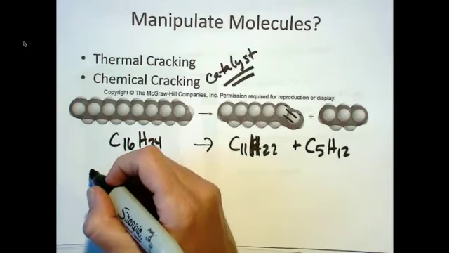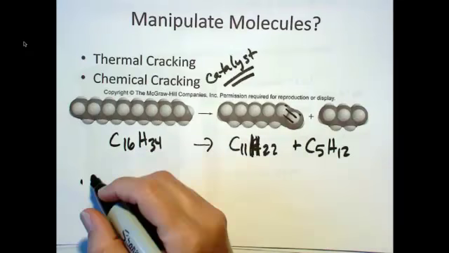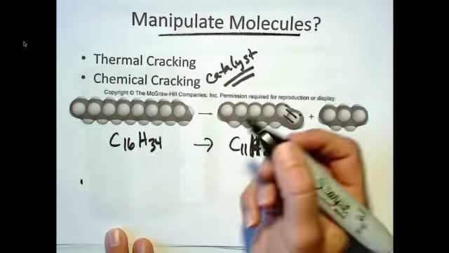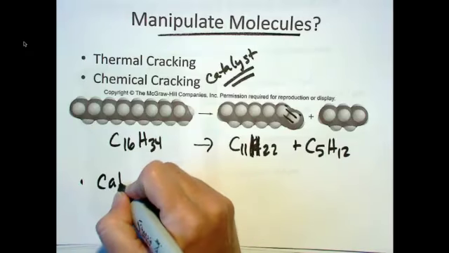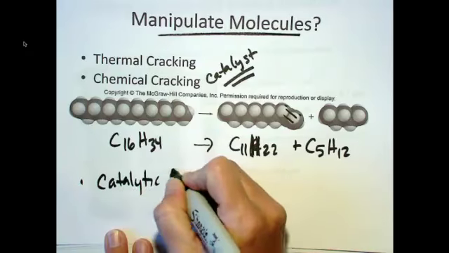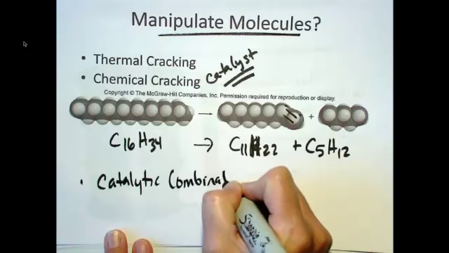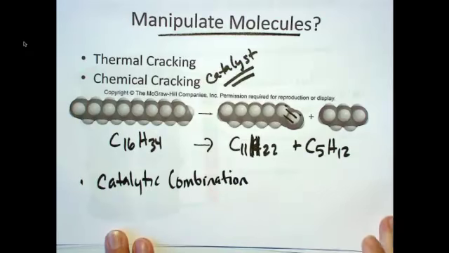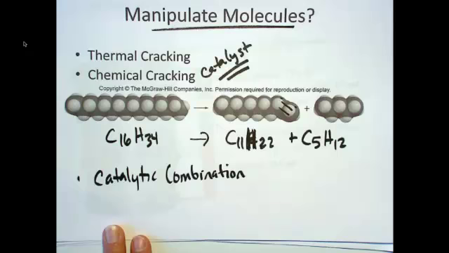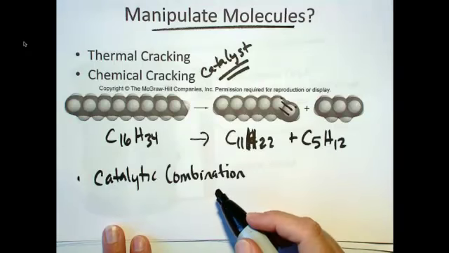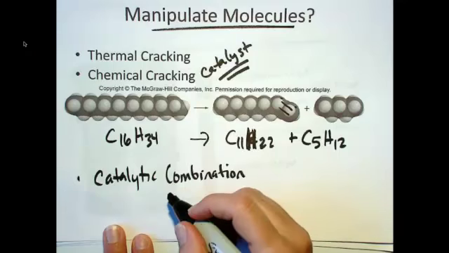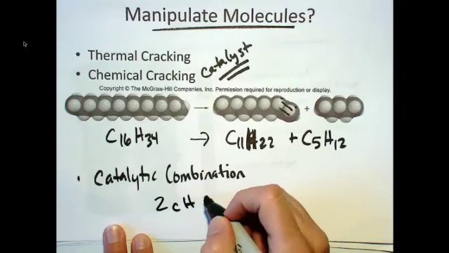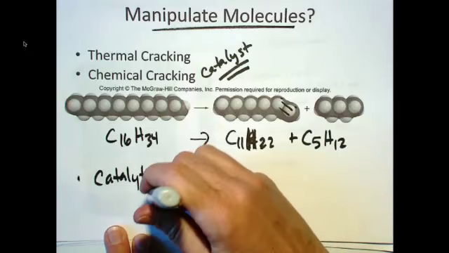Finally, a third type of manipulating the molecules that are in the petroleum is something called catalytic combination. That is taking the gases that are not terribly useful, the methane, ethane, propane, and butane, called the liquefied refinery gases, separating those off and combining them using a catalyst to make the bigger, more useful molecules.